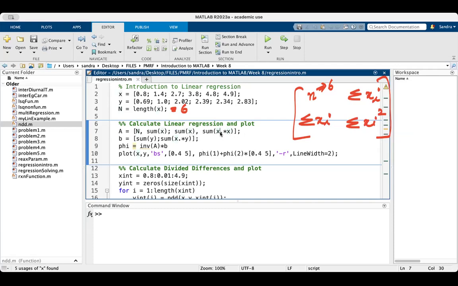Okay, you can't do matrix multiplication because both are vectors. So that is why you do point wise multiplication. Okay, x dot star x.